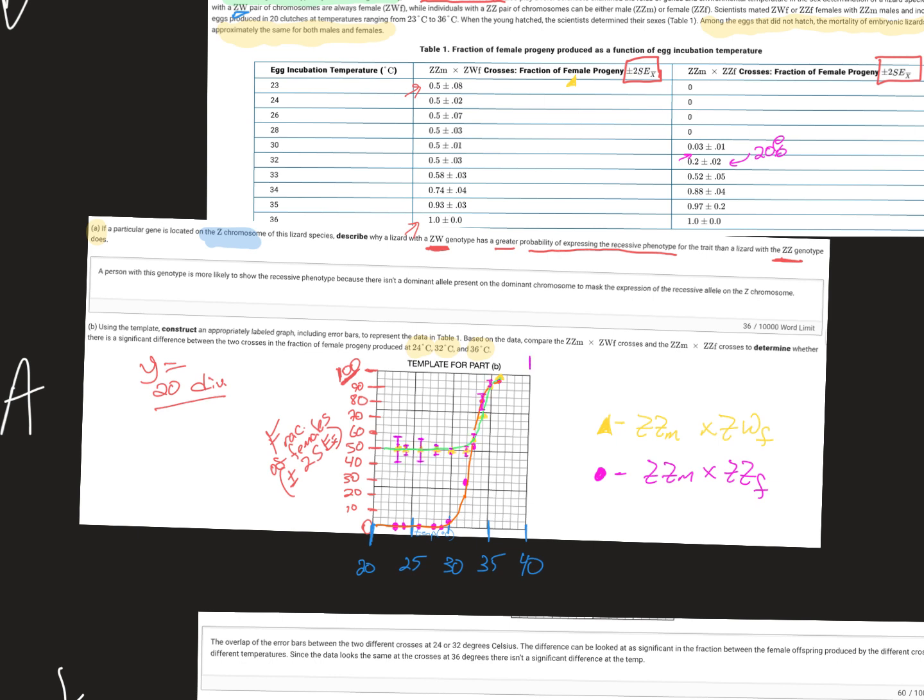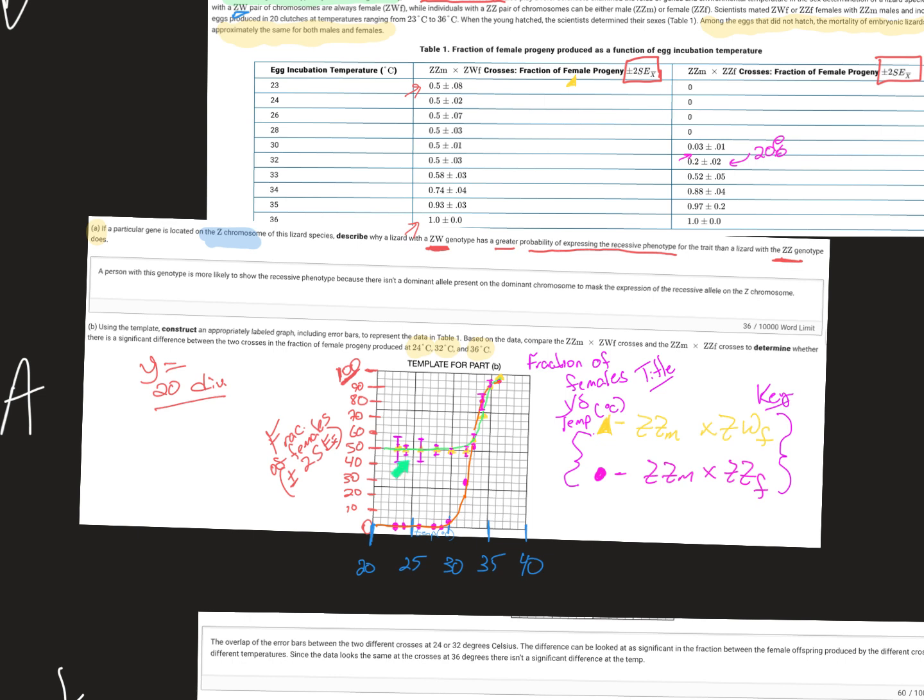You would put the title: fraction of females versus temperature in degrees Celsius would be the title. You'd want this posted on your graph somewhere or underneath it or around it, so that you have a key that lets you know what you're looking at.